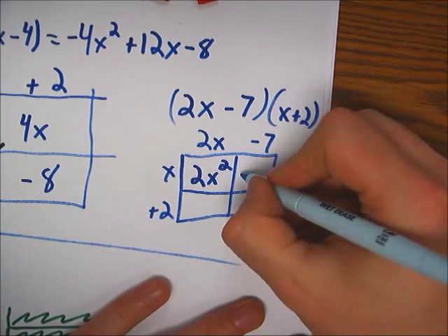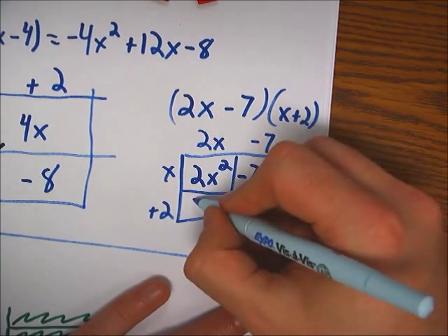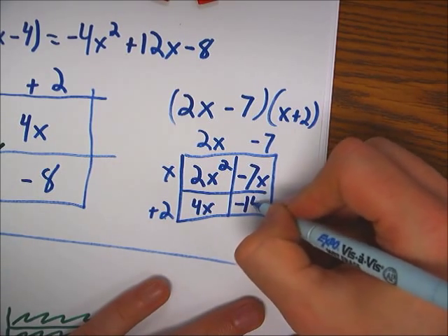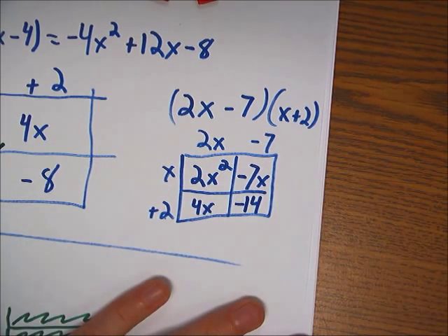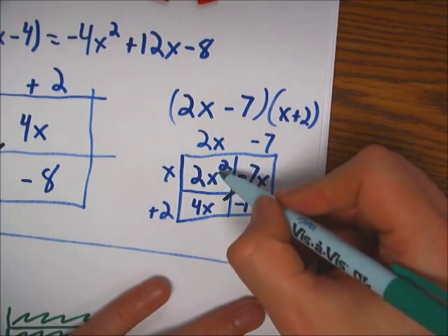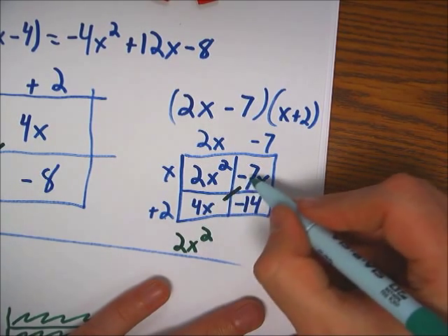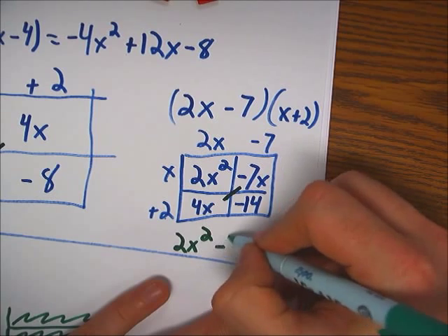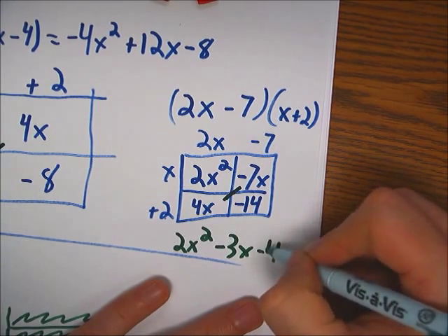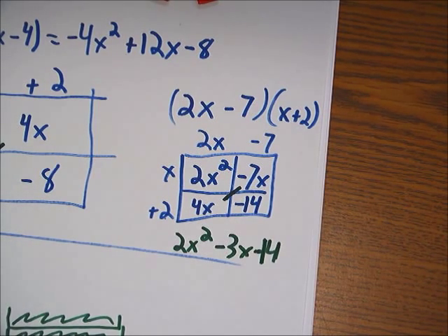X times negative 7 is negative 7x. 2x times 2 gives me 4x. And 2 times negative 7 gives me negative 14. Once again, I have those like terms across the diagonal. For my answer, 2x squared gets written down. 4x plus negative 7x is negative 3x. And then negative 14 comes out. So my answer is 2x squared minus 3x minus 14.